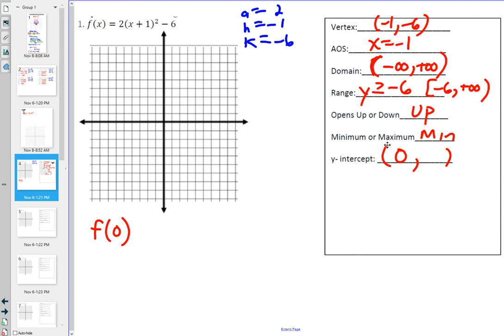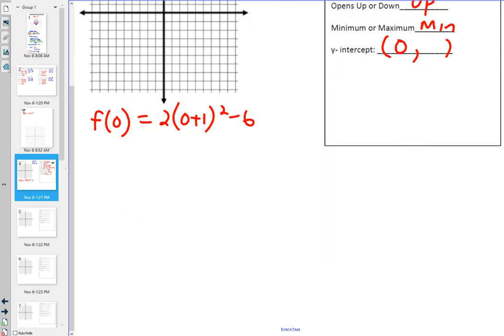Plug in a 0 for x. Because of the parentheses here, you can't use the fancy synthetic division, synthetic substitution. With the parentheses you can't do that. So you actually have to plug it in like the caveman did here. This would be a 2, but then instead of an x, I would put a 0 plus 1 squared equals -6.